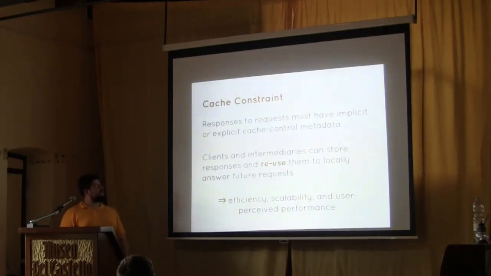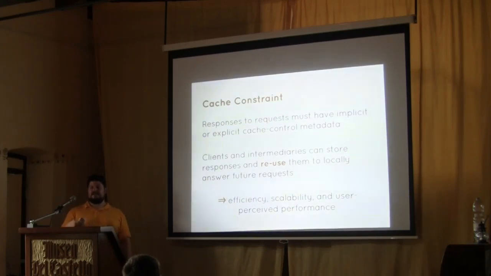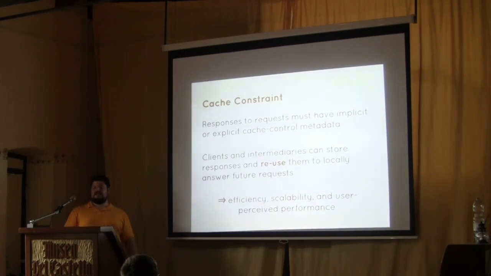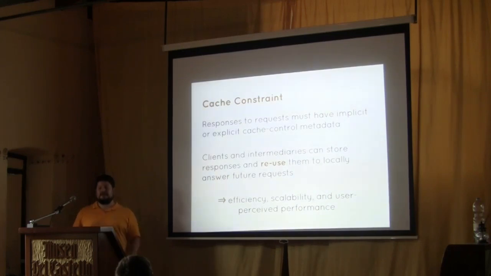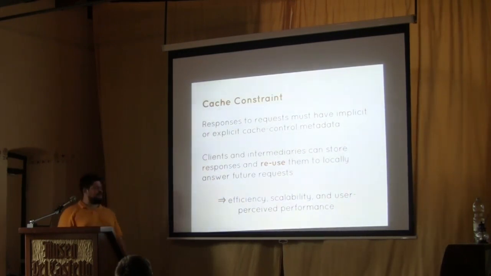So the next constraint is the cache constraint. It basically says that responses to requests must have implicit or explicit cache control information. That's pretty straightforward. You want to reuse these responses, so you can have something in the middle that caches this for you, and maybe it's closer, you have a high-speed connection to that. You can just reuse this response because some other guy requested the same website, for instance, just a minute ago. You don't have to go all the way, I don't know, to Japan to contact the origin server there.